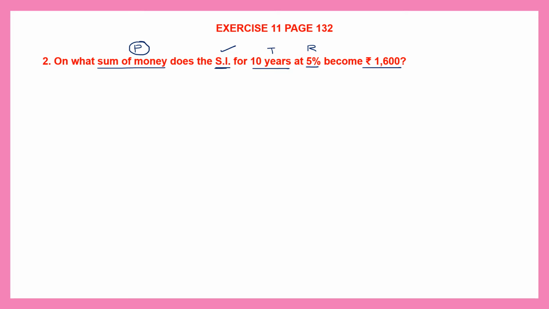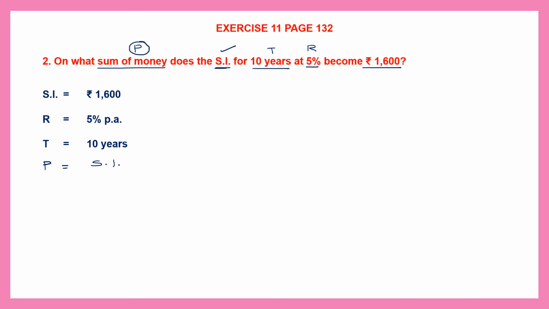So let's write down what's given to us. Simple interest is given to us, 1600 rupees. The rate per annum is given to us, 5%, and then the time is given to us, 10 years. Now we need to find the principal and there is a formula to find principal. I hope all of you have learned those formulae which I had put up in the previous video.